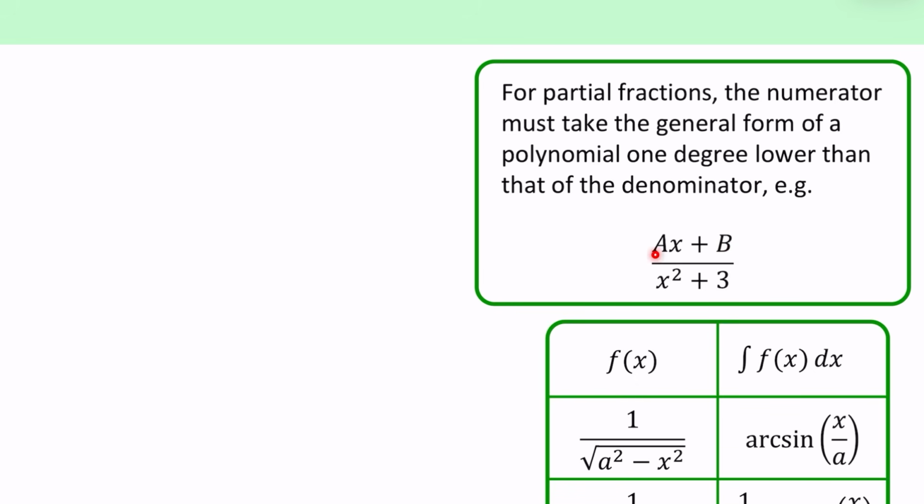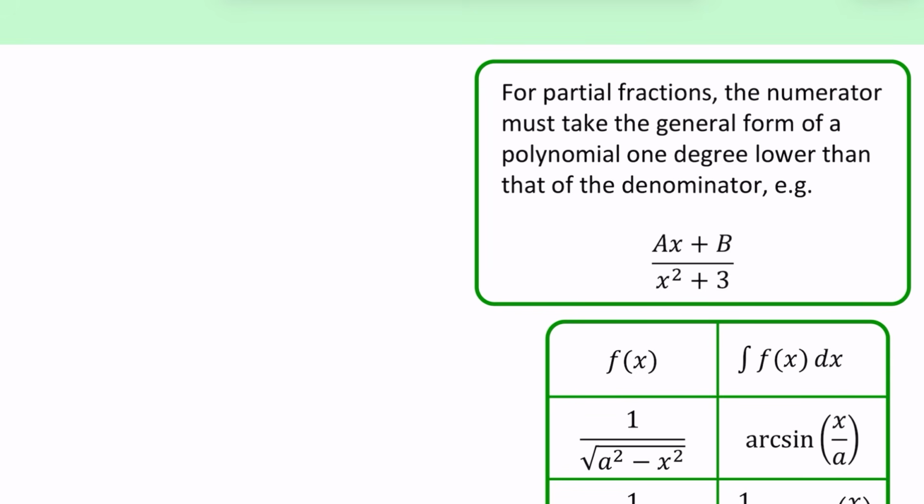It has to be a general form of a linear that we've got here. If you were to have something like this, which would be very unlikely, something like x cubed plus 2 on the denominator, the top would need to be an ax squared plus bx plus c. It needs to be a polynomial that is 1 degree lower than the denominator. I would not expect to see something with a cubic, but just in case it is there, you are aware of that as well.